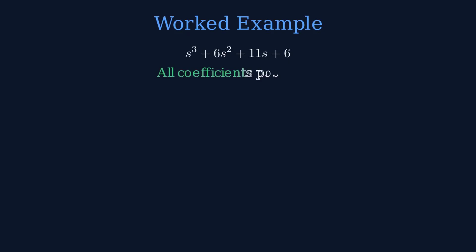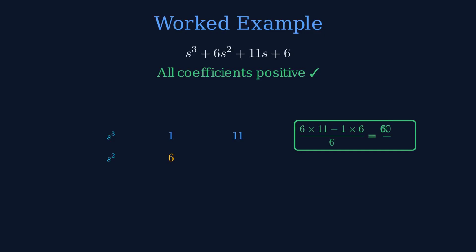Let us work through a third-order example. Consider the characteristic polynomial s cubed plus 6s squared plus 11s plus 6. First, check the necessary conditions. All coefficients are present and positive. Good. Now build the Routh table. Row s cubed gets 1 and 11. Row s squared gets 6 and 6.